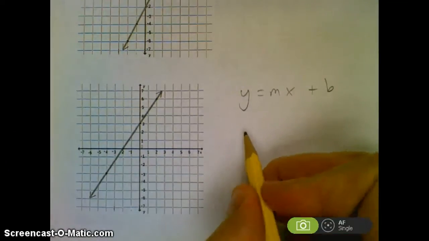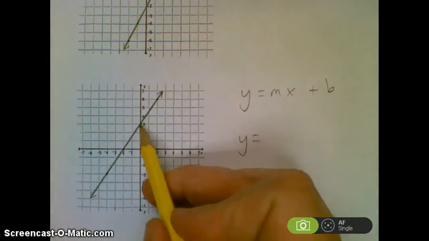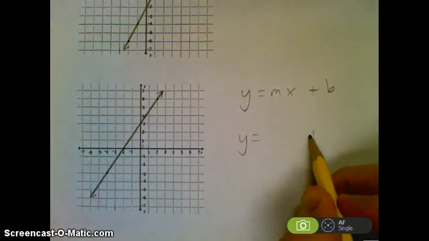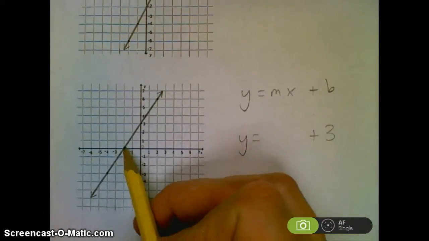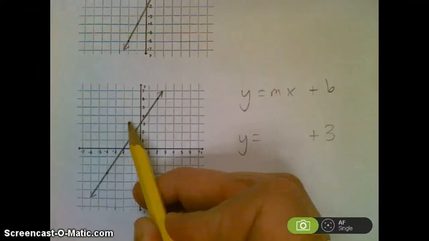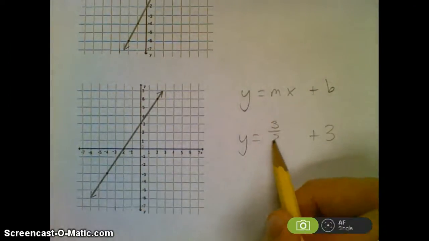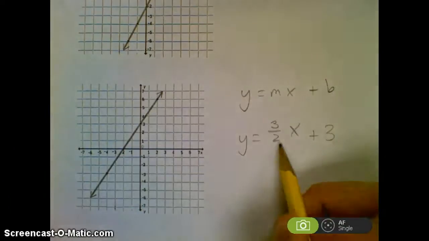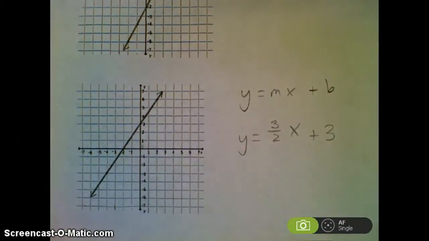Okay, hopefully you looked at this and you saw that it crossed the y-axis at +3. And going from point to point, 1, 2, 3 up, 1, 2 over. That would be 3 over 2 times x. So 3 up, 2 over. They're both positive, so that's why the slope looks like that.